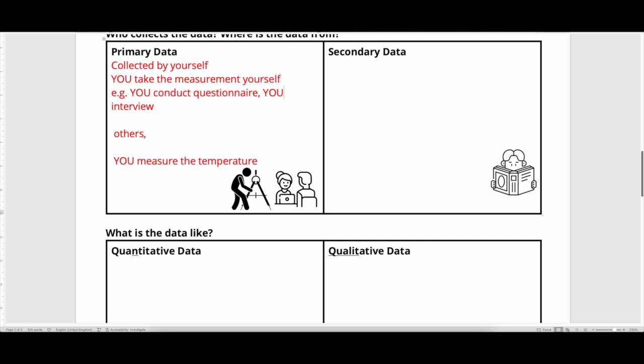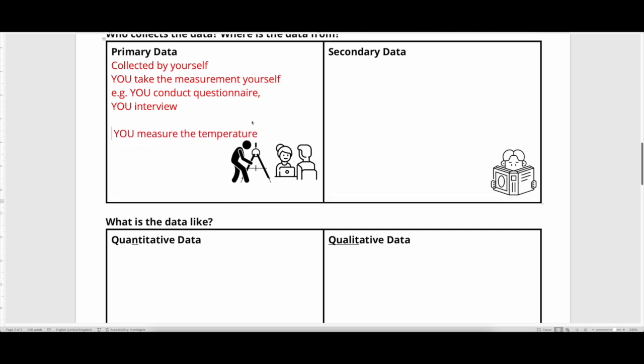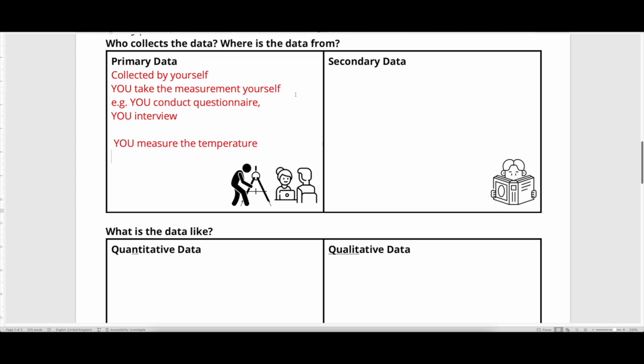Okay, so for example, you are the one that goes out on the street and conducts a questionnaire, conducts interviews with others. Or you are the one who uses an instrument to measure the temperature, for example. So primary data is about the data you collected yourself. Now, secondary data is basically data that's been collected by others, and then you take their data to use.